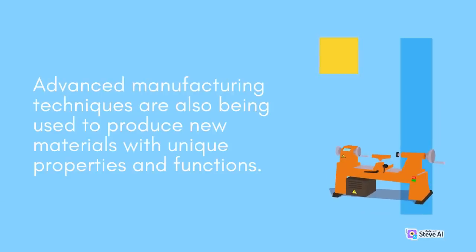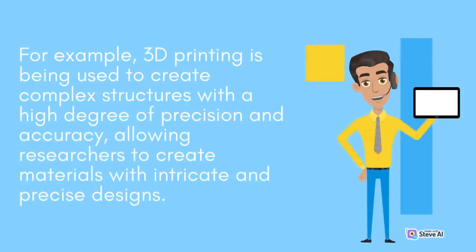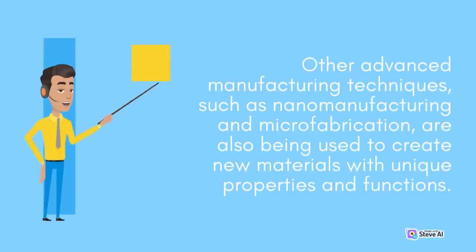Advanced manufacturing techniques are also being used to produce new materials with unique properties and functions. For example, 3D printing is being used to create complex structures with a high degree of precision and accuracy, allowing researchers to create materials with intricate and precise designs. Other advanced manufacturing techniques, such as nanomanufacturing and microfabrication, are also being used to create new materials with unique properties and functions.